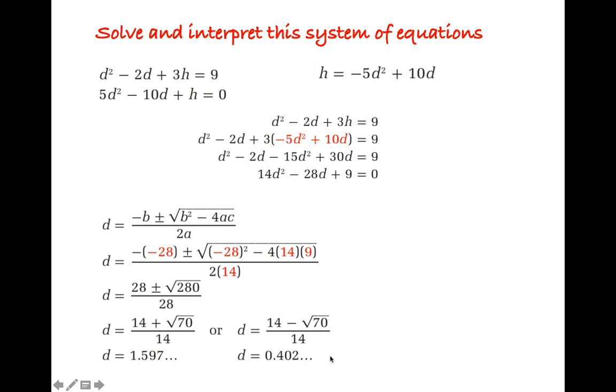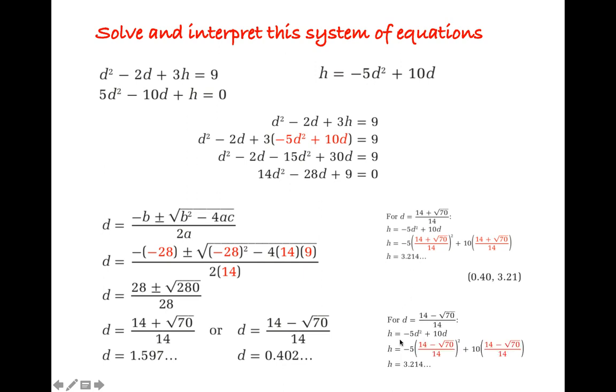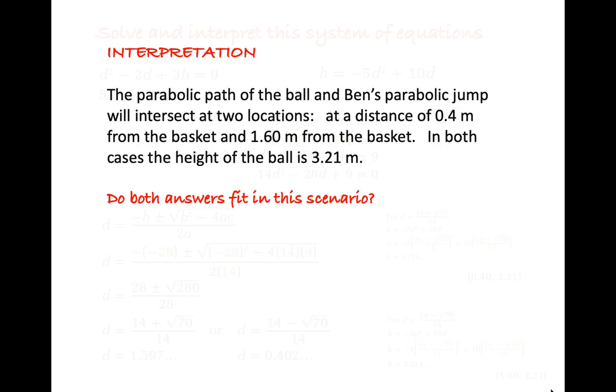Now, remember, this distance stands for how far from the hoop they are, okay? So you've got two. For this one, your distance is the following. The height is there. And for the second one, no surprise, the height is exactly the same. We should have been able to predict that that was going to be the case. We've got two answers: 0.4 and 1.6, at a height of 3.2. So how do we interpret that? Well, the parabolic path of the ball and Ben's parabolic jump will intersect in two places, at a distance of 0.4 from the basket and 1.6 from the basket. In both cases, the height of the ball is 3.2.